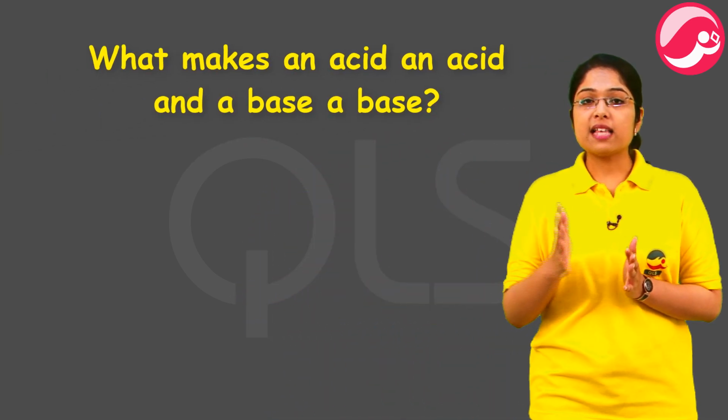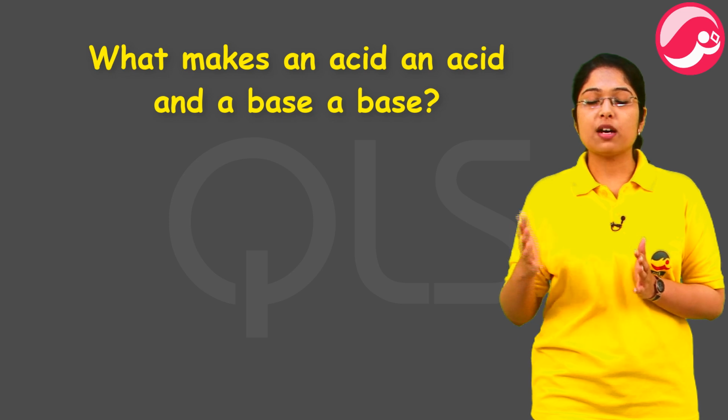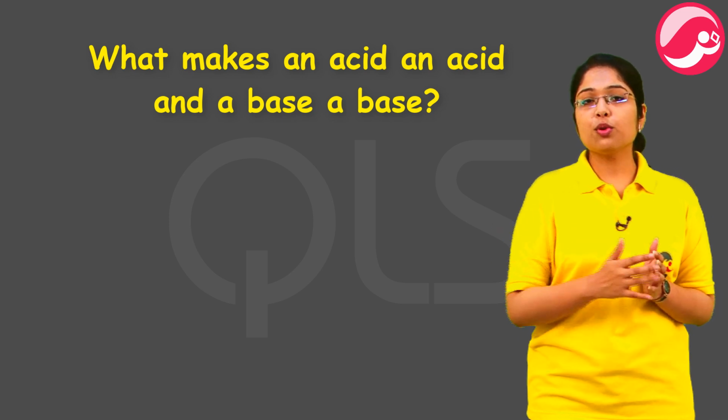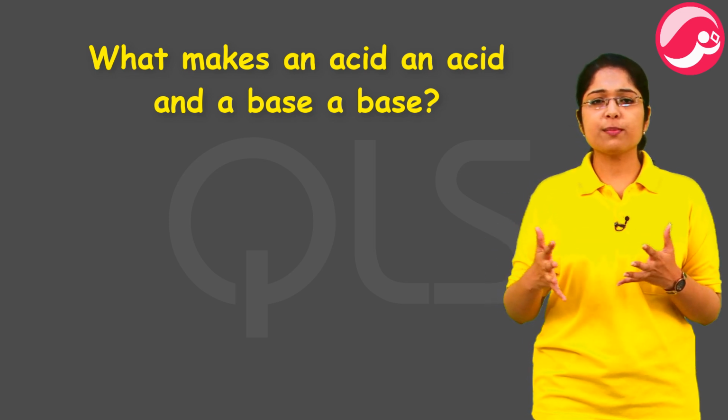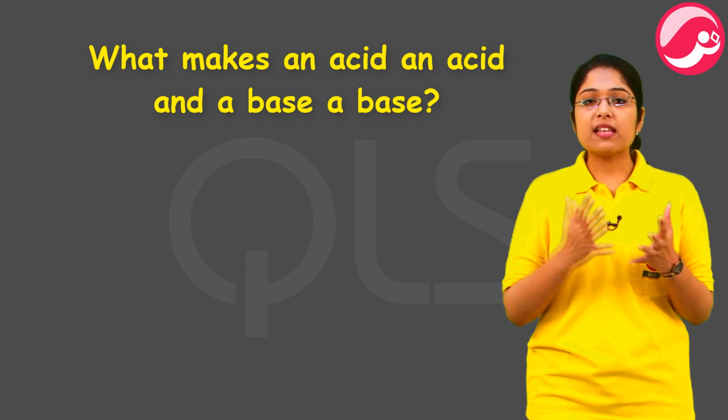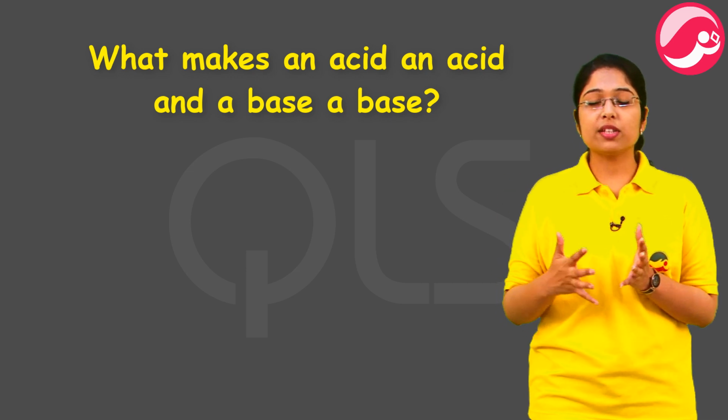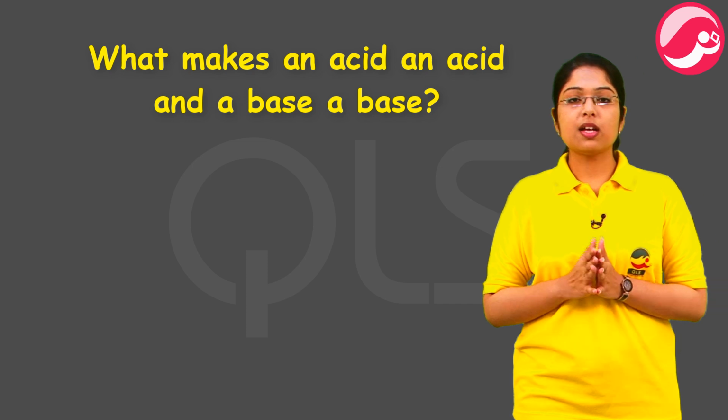So acids and bases के बीच में बहुत सारे differences हैं. They are opposite of each other in many aspects. But what makes an acid an acid and what makes a base a base? Acid क्यों होता है? Acids में ऐसा क्या होता है कि वो acidic होते हैं and bases में ऐसा क्या होता है कि वो basic nature के होते हैं?